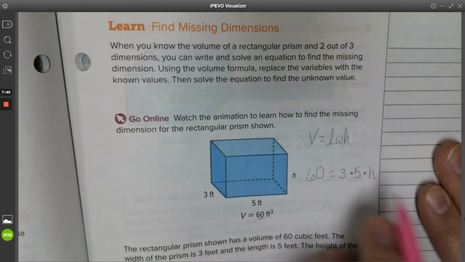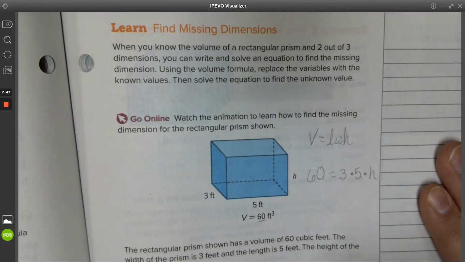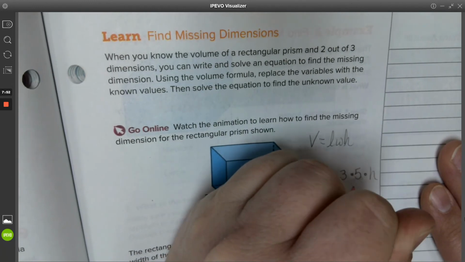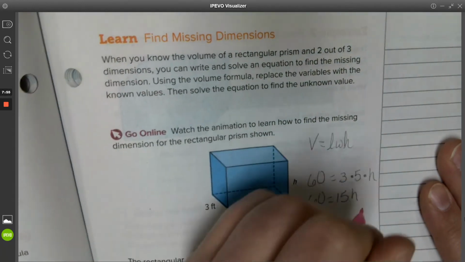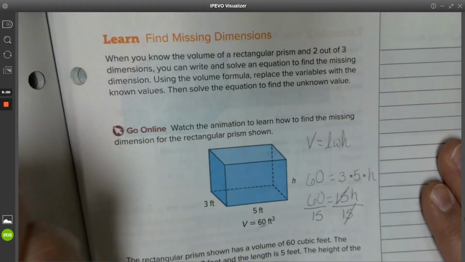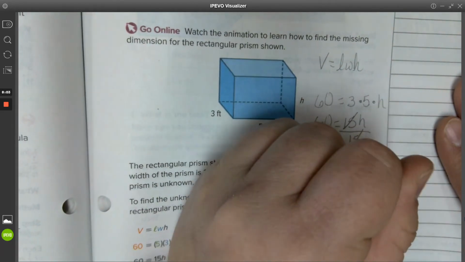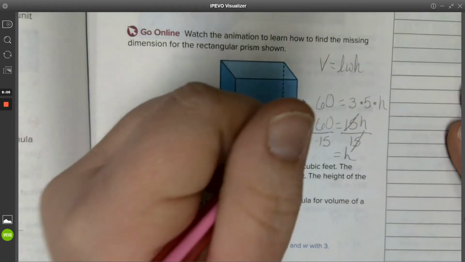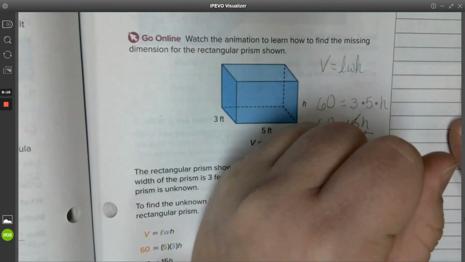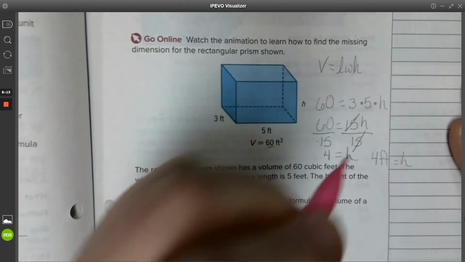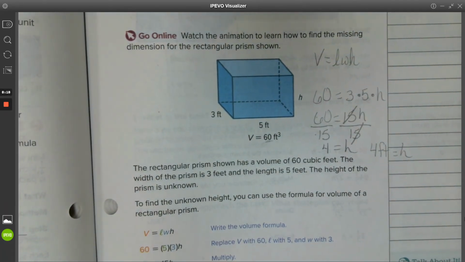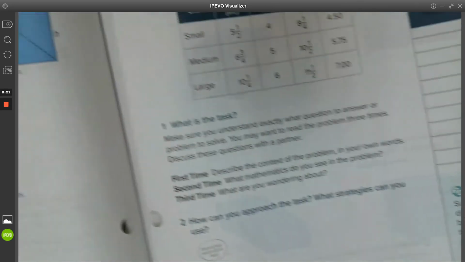Now simply, we need to get h by itself. How do we undo multiplication? Well, we divide. So we can combine like terms. 60 equals 3 times 5, which is 15h. Now to get h alone, I'm going to have to divide by 15 here. 15 cancels each other out, and all I would be left with is the h. 60 divided by 15 is then 4. So we know that the height is 4 feet. So that's what our missing dimension would be. We're working backwards through the problem to find that missing dimension.